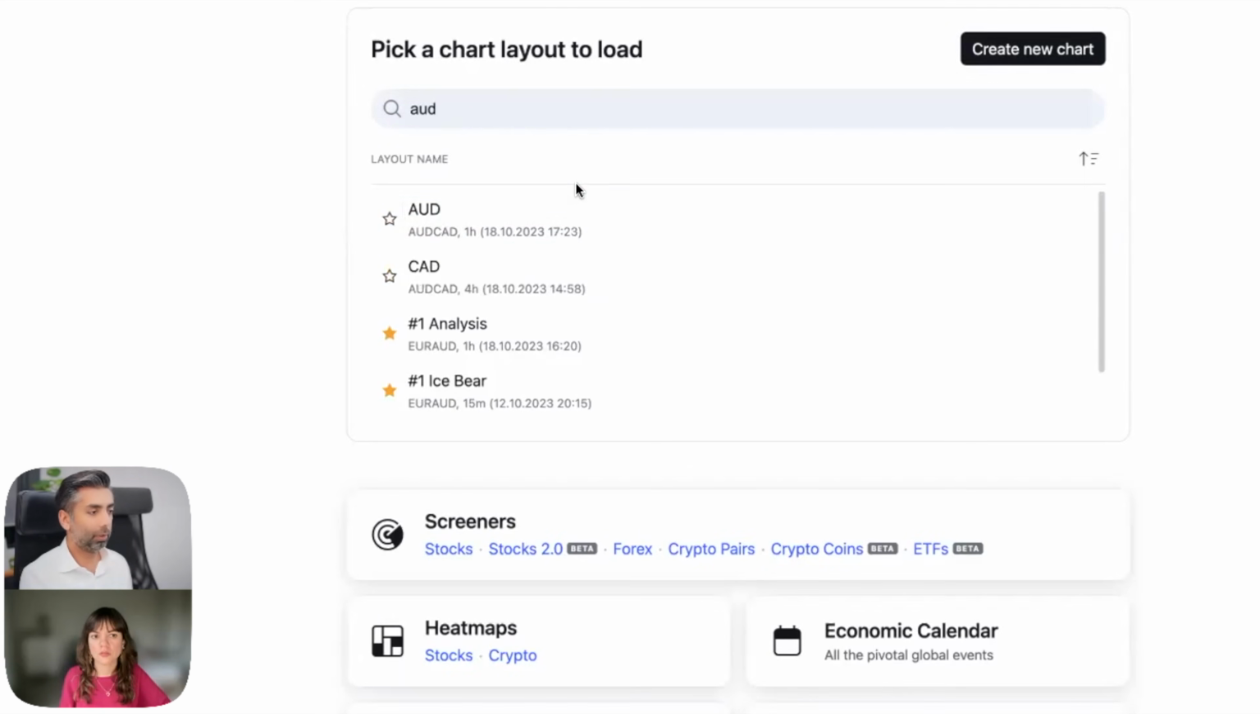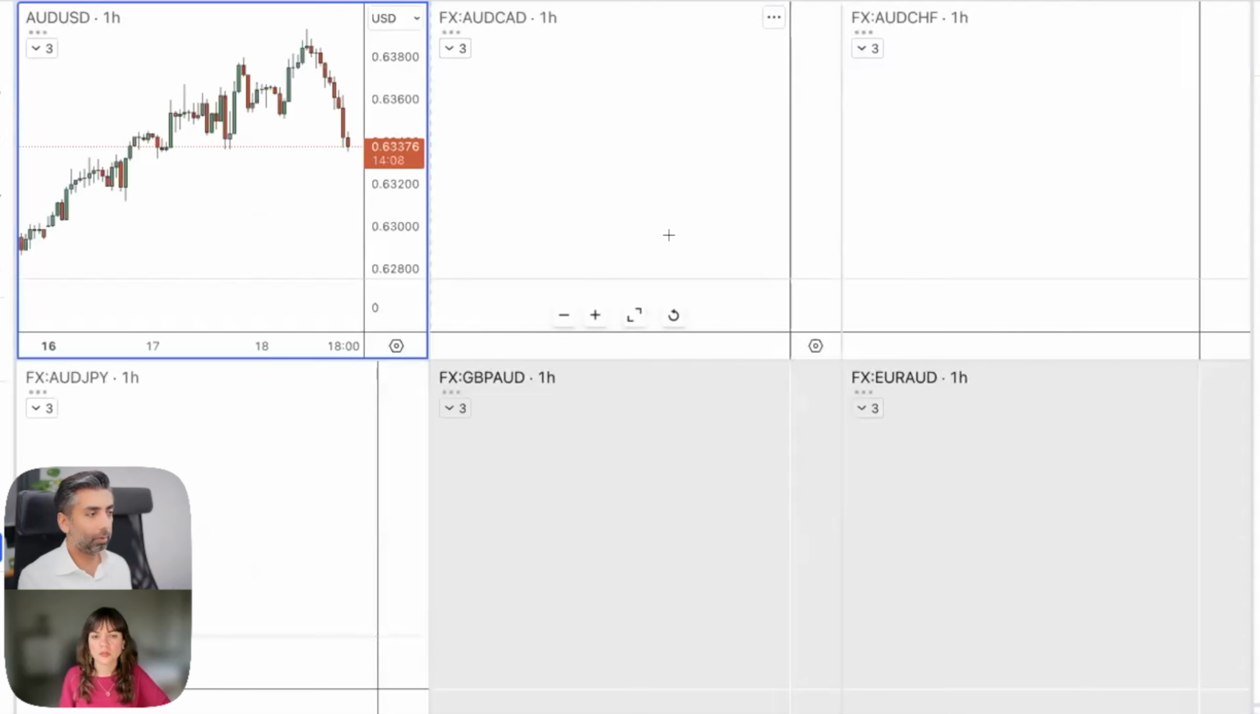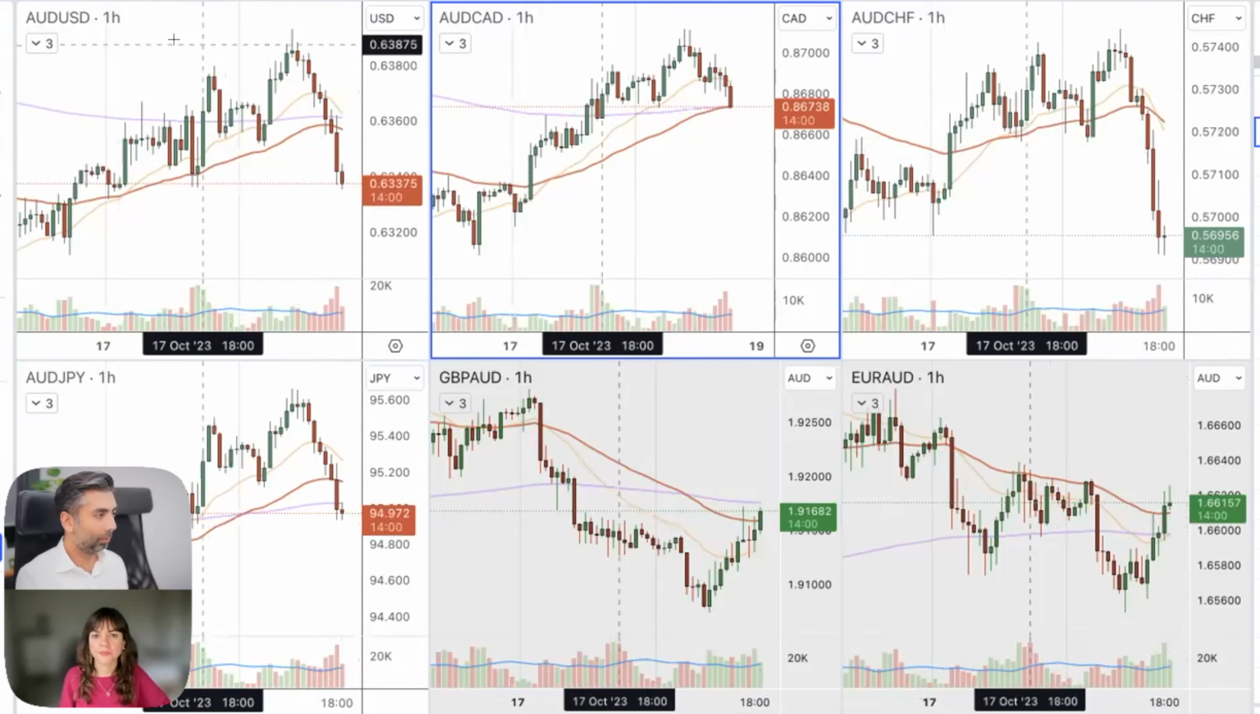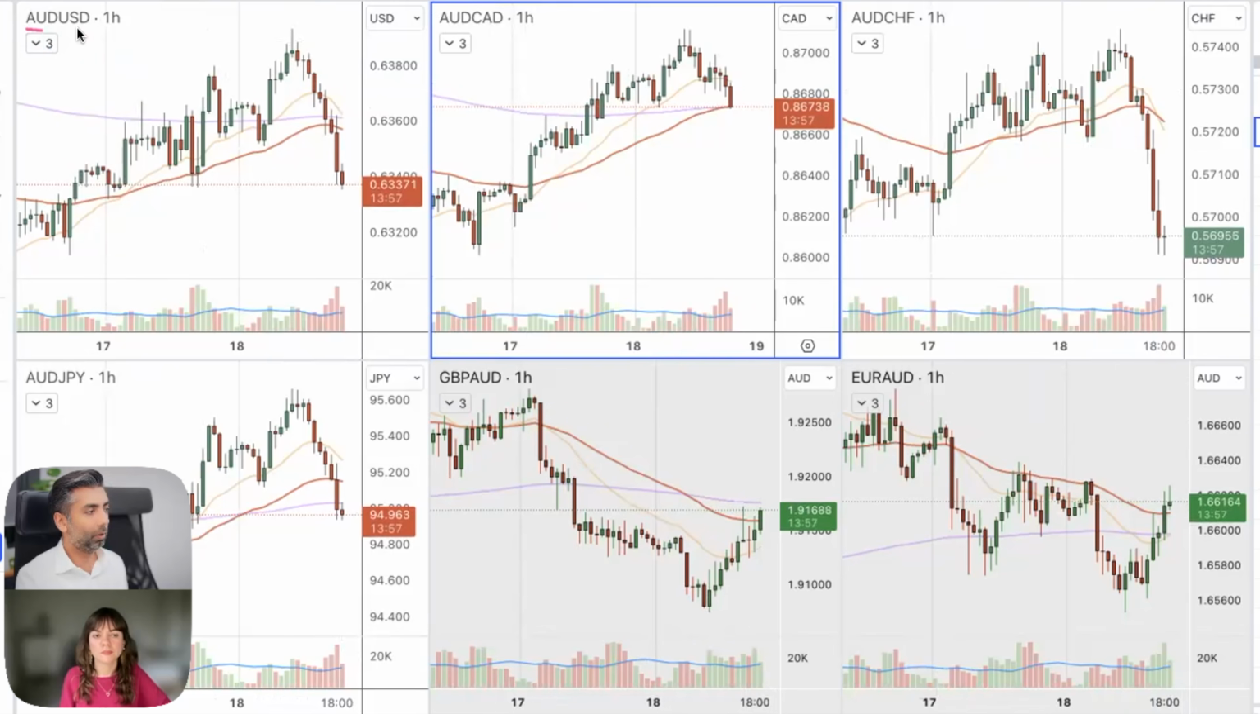I'm just going to go to, for example, Aussie today, because I know Aussie is moving right now. So what happens is you can see the Aussies all across the board. We have the Aussie dollar, Aussie CAD, Aussie Swiss. Okay, you get the idea. You get all the Aussies there. The ones in gray are inversed. They're backwards. It's Euro and Aussie and pound and Aussie, just to emphasize that.